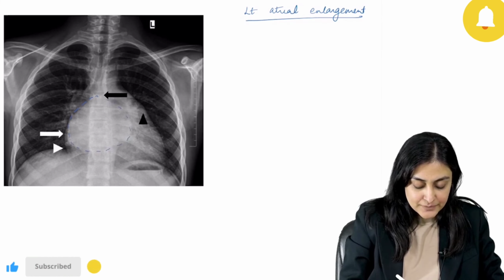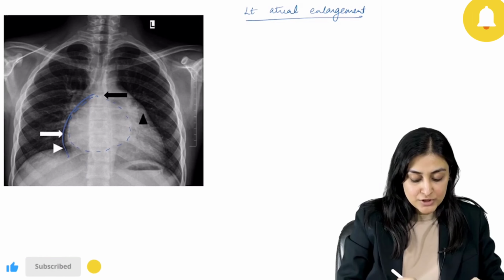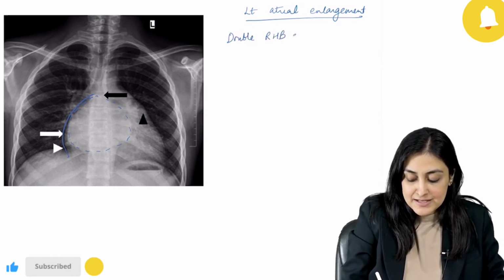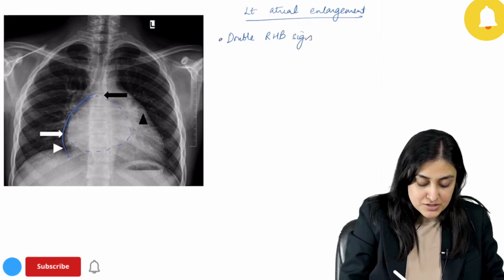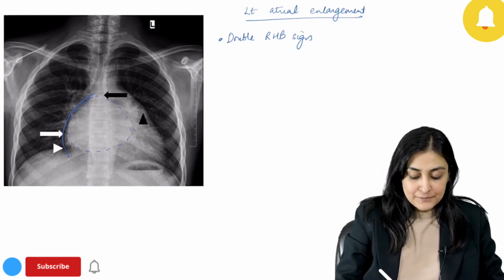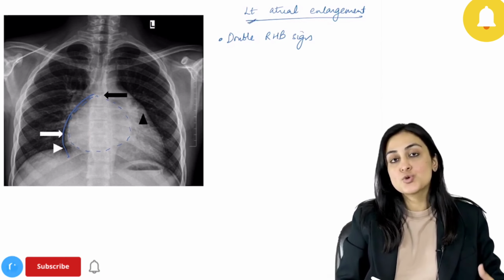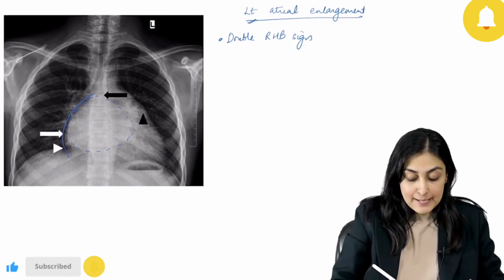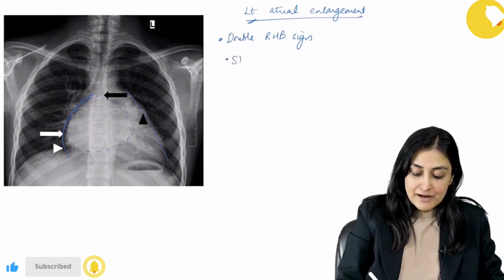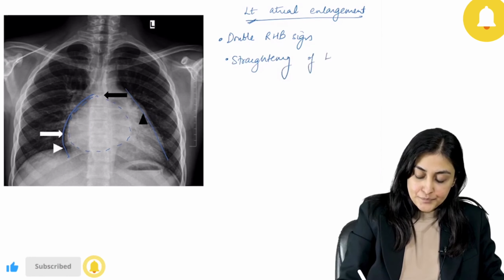So this is the left atrium, which when it grows, it will basically protrude into the right heart border, giving rise to a double right heart border sign. So this is again something that we can see where it produces this double right heart border that is visualized. Apart from that, what is this happening here? So when the left atrium enlarges, you'd also have the left auricle enlarging, right? So when the left auricle enlarges, you would have a straightening of the left heart border that can be seen.